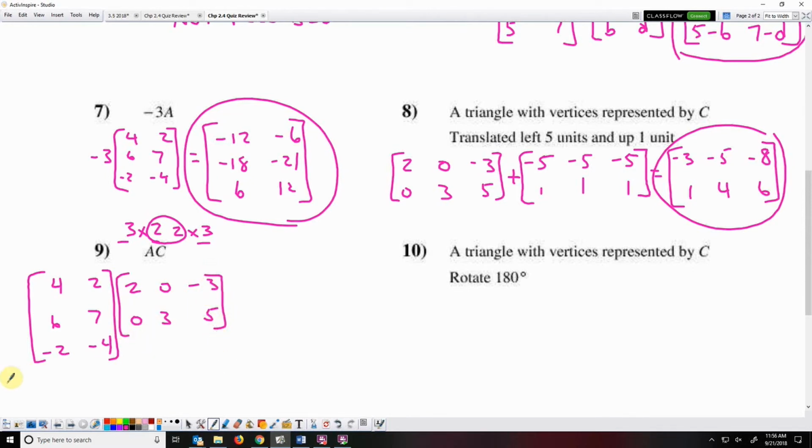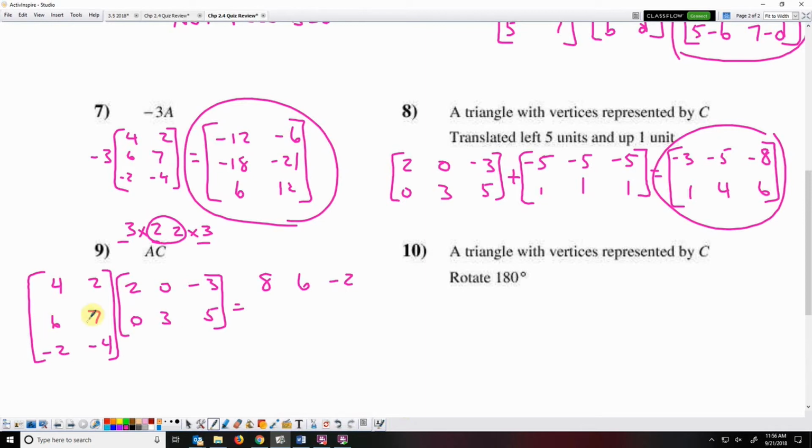Okay, so I need to multiply those two matrices. I multiply the first row by the first column, then by the second, and then the third column. So I've got 4 times 2, which is 8, and 2 times 0, which is 0. 8 plus 0 is 8. Then the first row by the second column, 4 times 0 is 0, plus 2 times 3 is 6, so 0 plus 6. And then by the last column, 4 times negative 3 is negative 12, 2 times 5 is 10, negative 12 plus 10 is negative 2. So that is our first row.